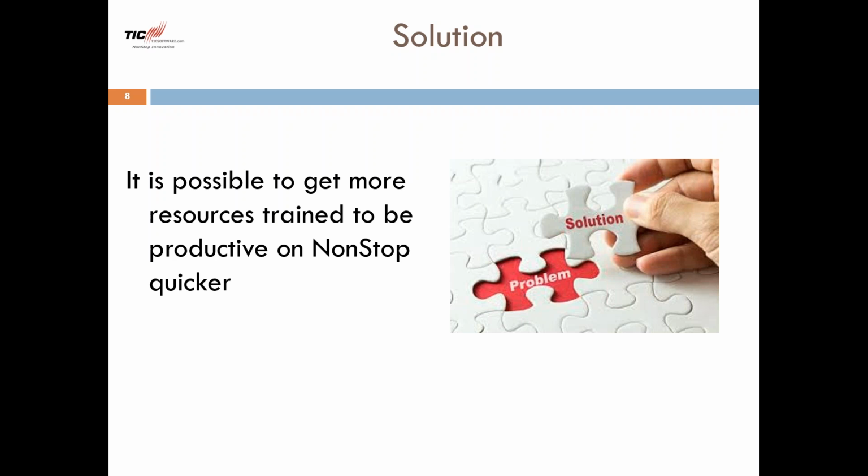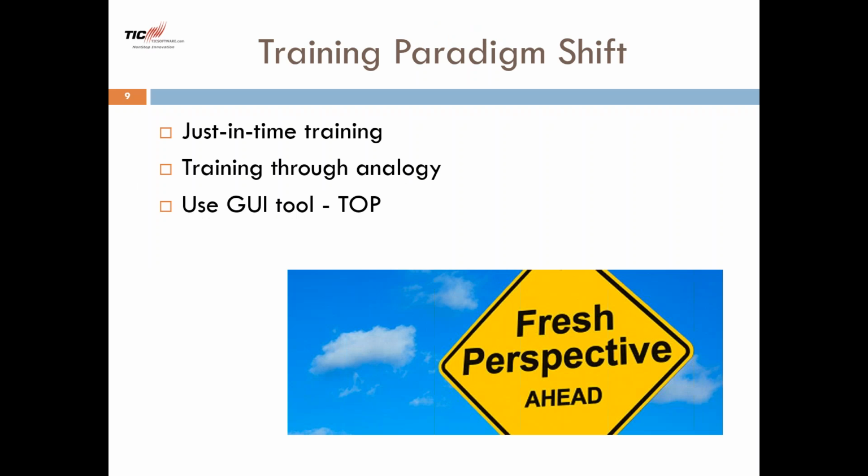So how do we address that problem? So is there a solution? And we believe the answer is yes. And we'd like to talk about how we do that. So the first thing we're saying is that in order to get people trained on the NonStop platform, we have to think outside the box. We have to take a new, fresh perspective. We cannot do it the way we did 20, 30, or 40 years ago.